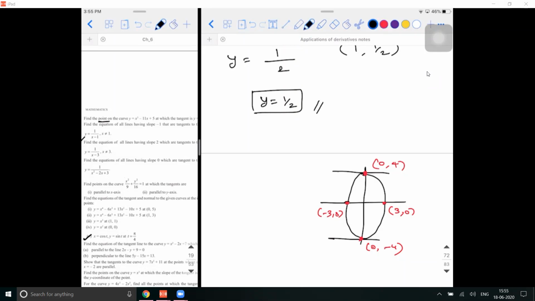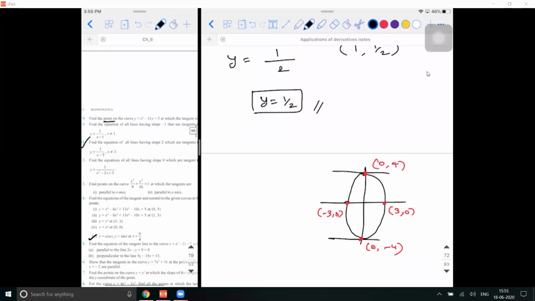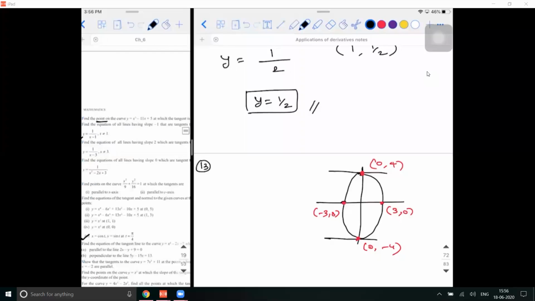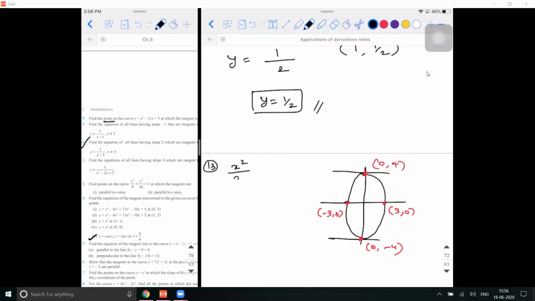So what is the curve? Question 13. The curve is x square by 9 plus y square by 16 is equal to 1. Differentiating on both the sides, we can treat it like an implicit function: 2x by 9 plus 2y into y dash by 16 is equal to 0. I hope you are comfortable with y dash. I'm not writing it as dy by dx. Start getting comfortable with it, because you have to use it in the chapter on differential equations.